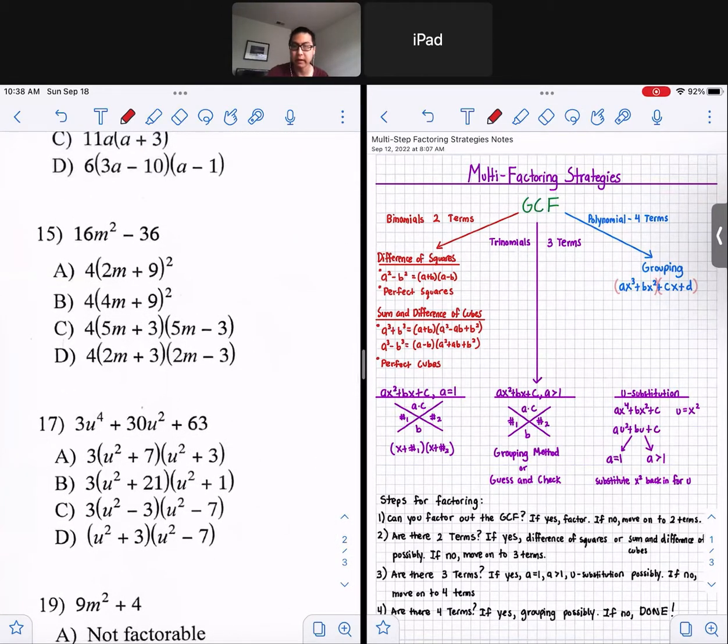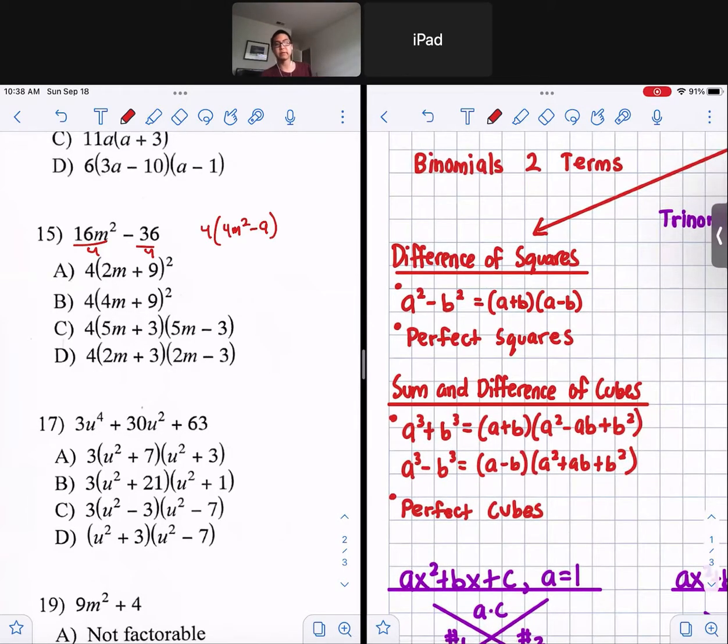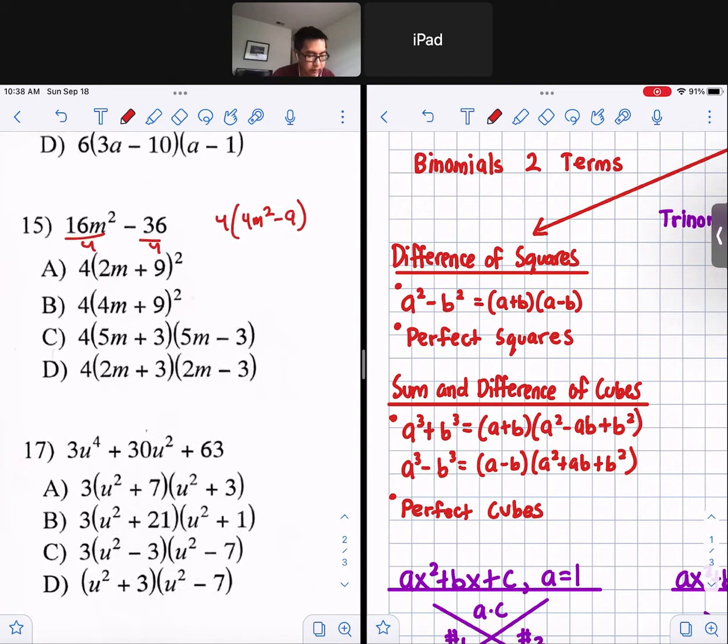Okay, number 15. Can we factor out something from each term? Yes, we can factor out a 4. 4m squared minus 9. Okay, how many terms do we got on the inside parentheses? We got 2. Difference of squares or sum and difference of cubes? Definitely difference of squares, because these 4m squared and 9 are both perfect squares, and there's a minus sign in between. So, what times itself is 4m squared? That's 2m times 2m. What times itself is 9? 3 times 3. Plus and minus. D.